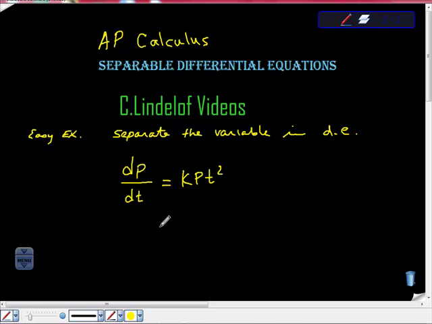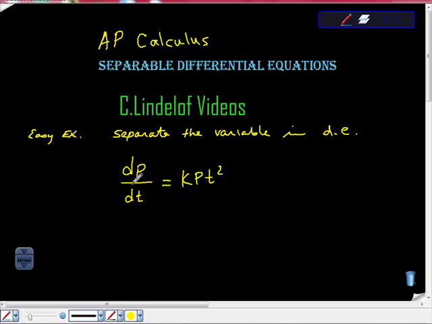I just want to make this really basic, just the idea of how do you know if you have a separable differential equation. All I want you to think about is that a separable differential equation is a differential equation that can be separated so that one variable is on one side of the equation and the other variable is on the other. So all I want to do right now is just practice separating a little bit.